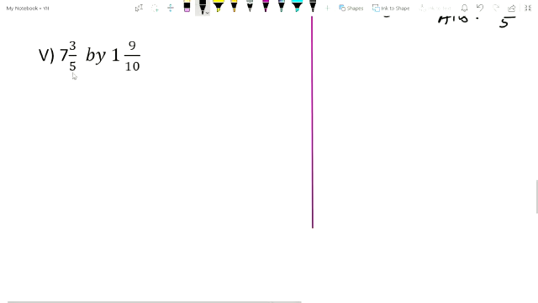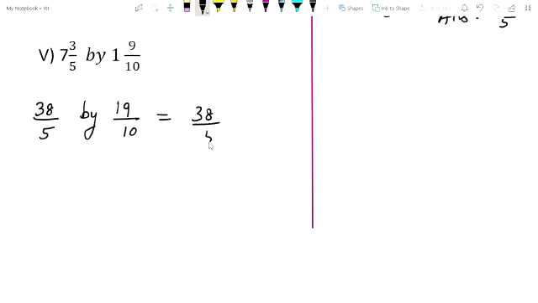7 into 3 by 5 by 1 into 9 by 10. Okay. So first you convert into improper fraction children. 5 sevens are 35. 35 plus 3. 38 by 5 by 10 ones are 10. 10 plus 9. 19 by 10. Okay. First you take the reciprocal of the divisor. Here divisor is 19 by 10. Okay. So which is equal to 38 by 5 divided by 19 by 10.